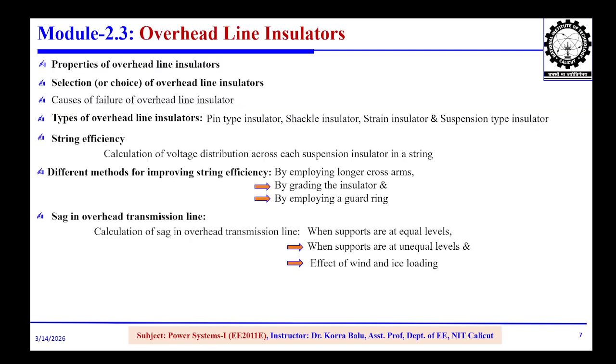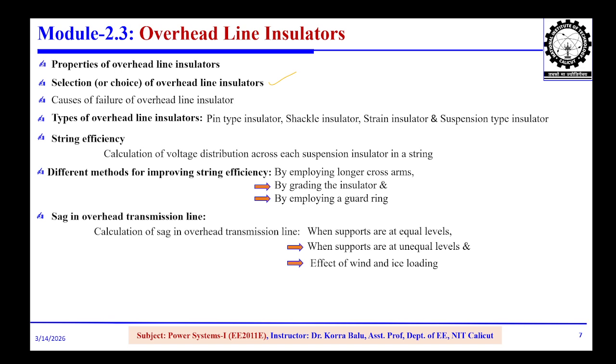Under module 2.3, we will discuss the overhead line insulators. First, we will see the properties of overhead line insulators. Then we will see the selection of choice of the overhead line insulators. Then we will see the causes of failure of overhead line insulators. Then we will go for the different classification of the overhead line insulators: pin type insulator, shackle type insulator, strain type insulator, and suspension type insulator.